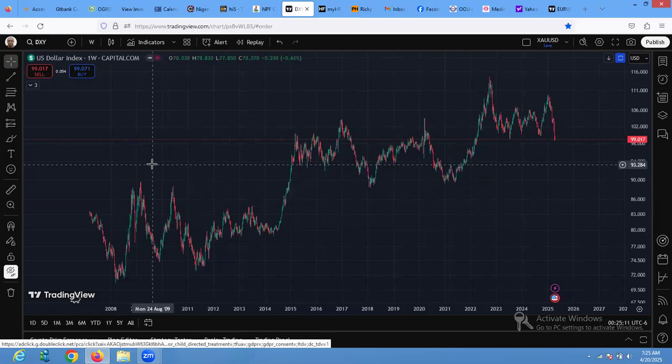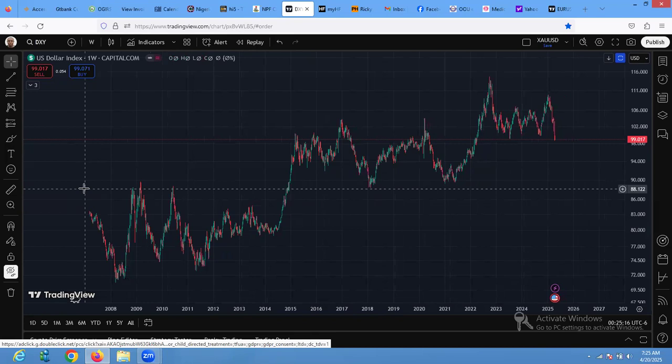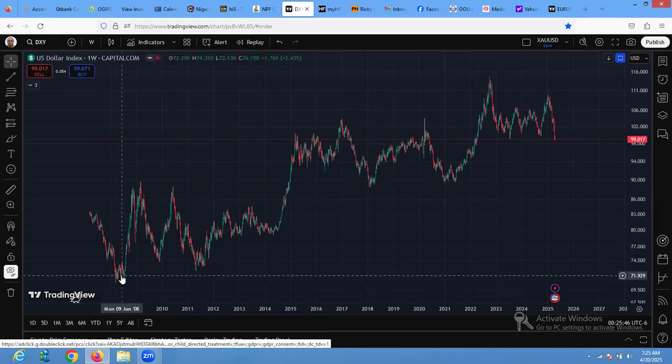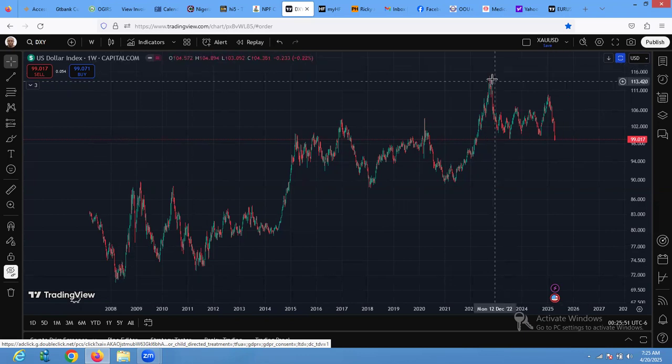Now, if you look at this, this is DXY on the weekly time frame, and I won't be giving you much of an in-depth analysis. This chart started around March 2007 until date. So for us, we know apart from this corner here that came down, this pretty much has been in an uptrend from this low up to this high.